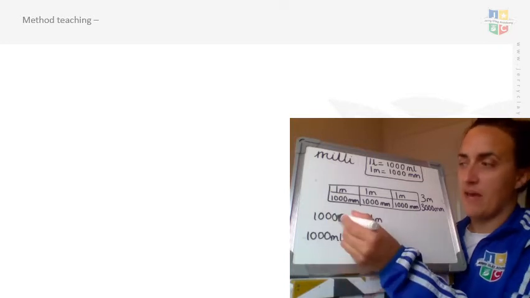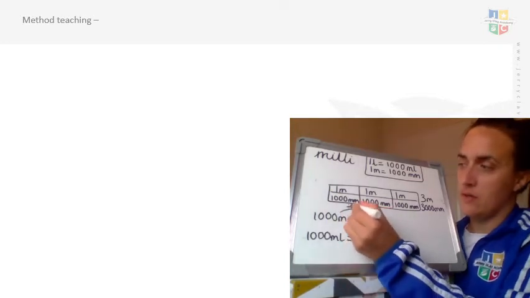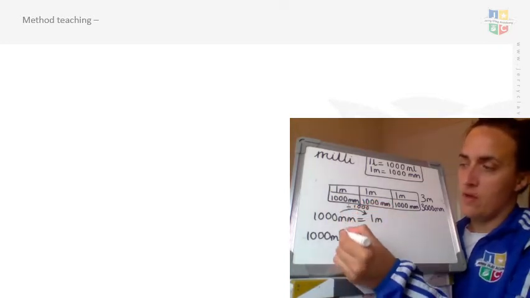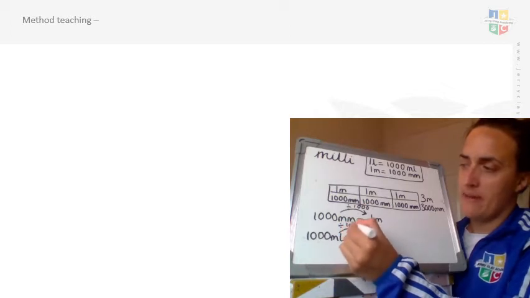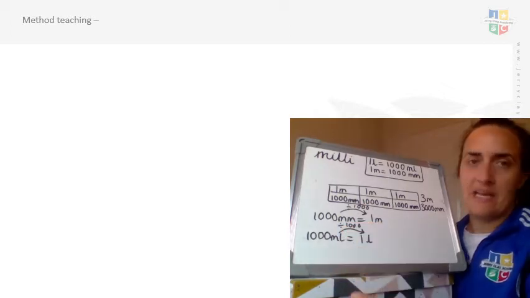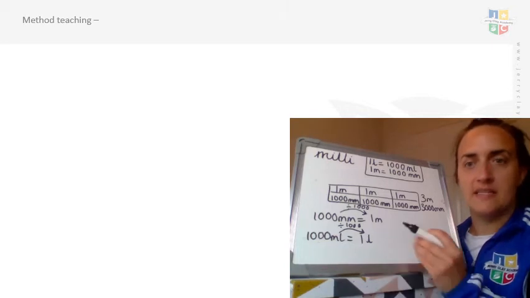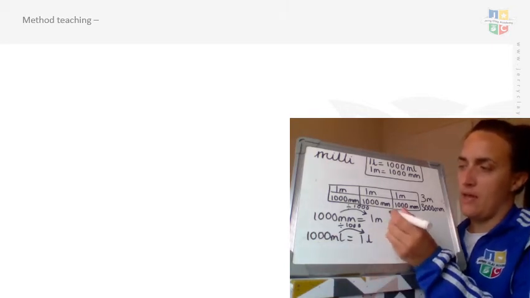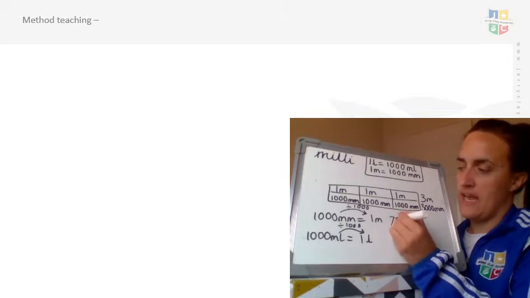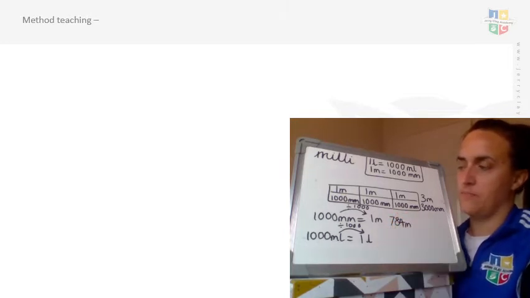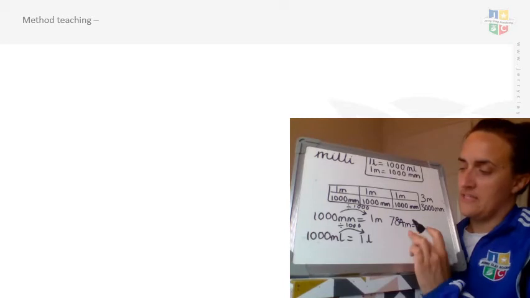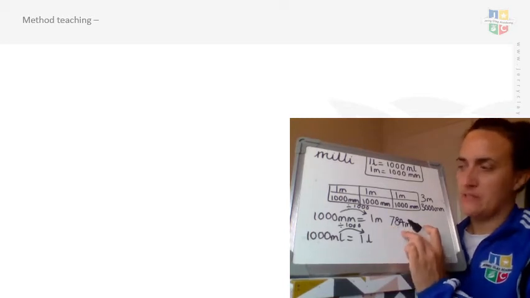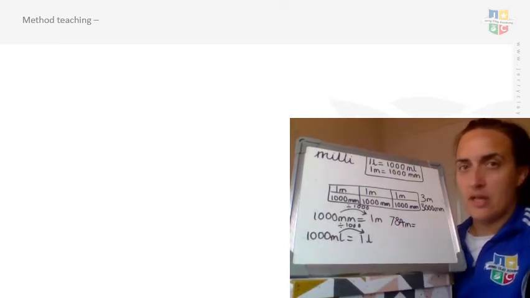Fantastic, we're dividing by 1,000 this time. So once you have your millilitre or millimetre amount, we divide it by 1,000 to get our amount in metres or litres. For example, 784 millimetres. So this is less than 1,000, so my answer is going to be less than a metre. That's a big clue there.